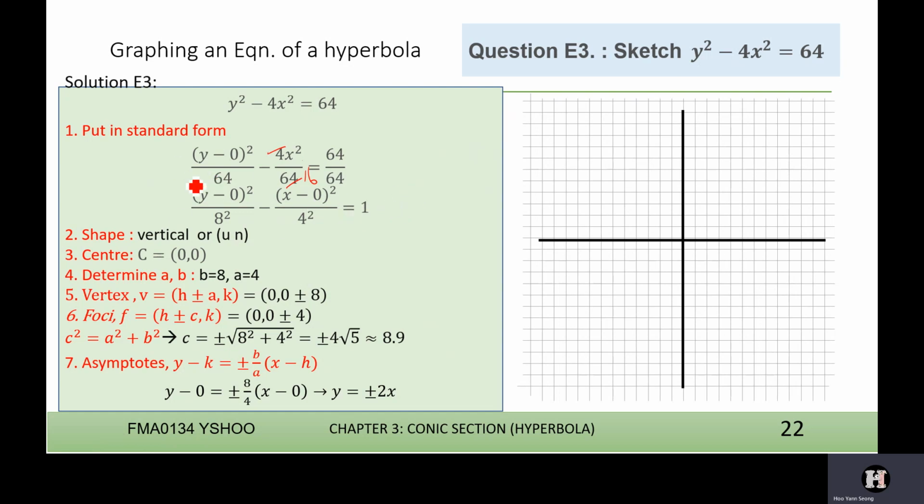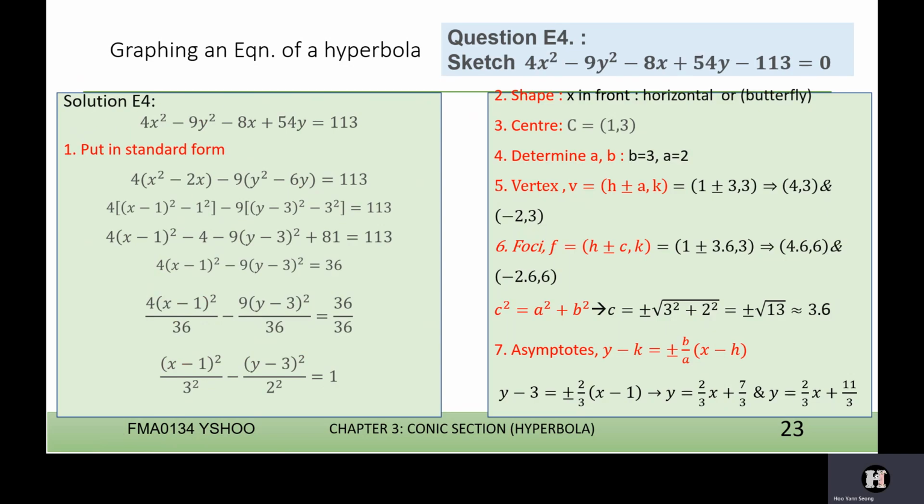And since my y is in front, it is vertical, and since this one is y minus 0 and our center is 0, 0, then all these things you can use to make a hyperbola.